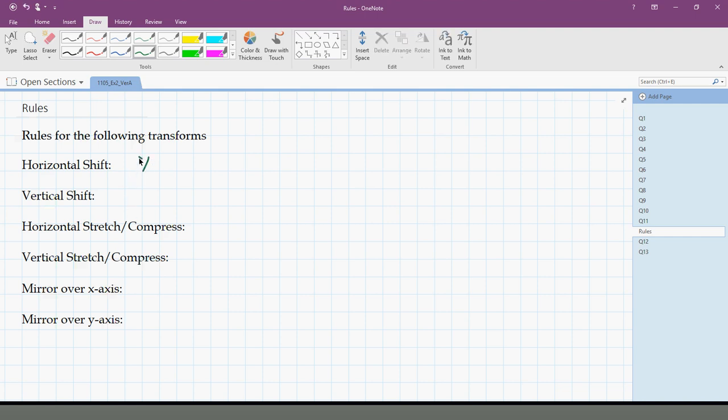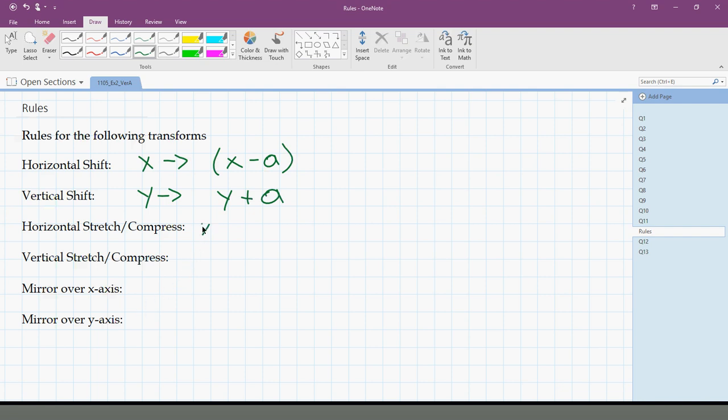Okay, that is going to be X. When something is being added or subtracted to the X, it's straightforward. Vertical is going to be the Y. It's going to be straightforward on the Y.